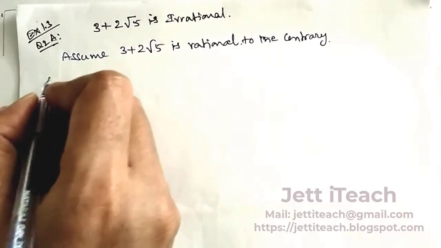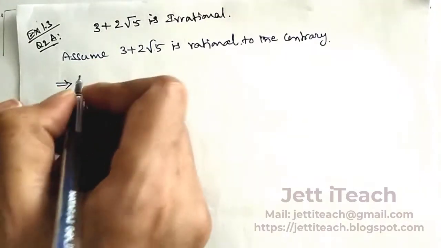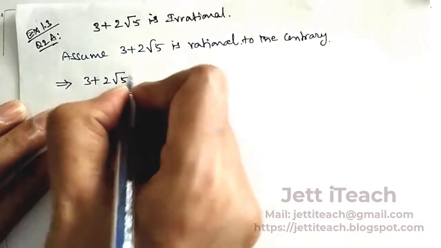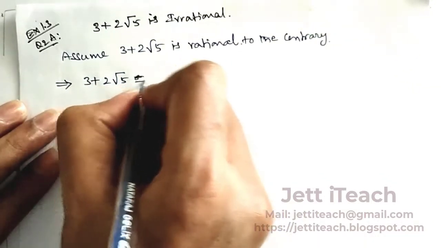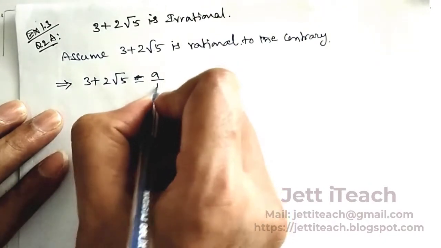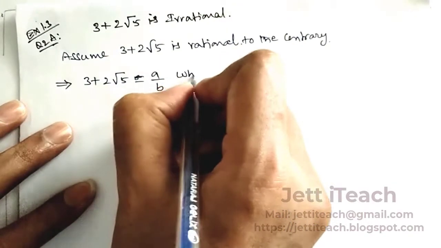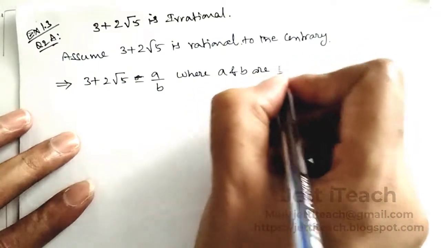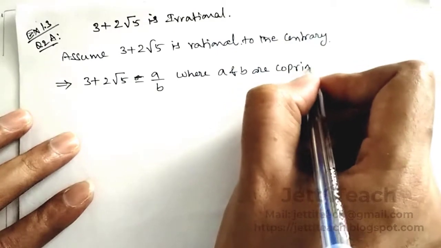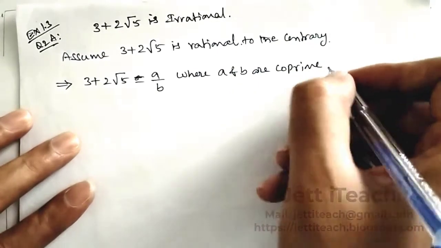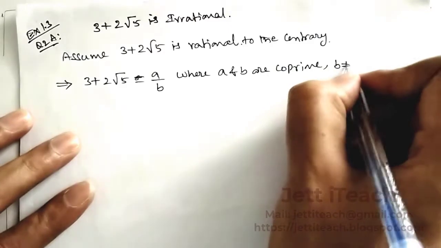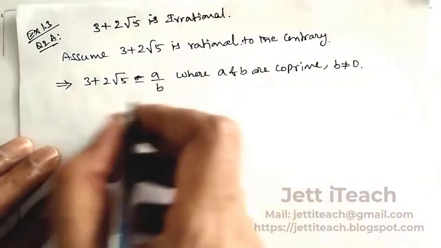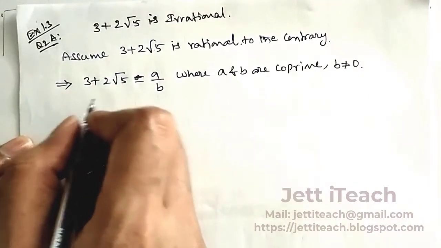So, if it is a rational number, we can write this number as a by b, where a and b are co-prime. Co-prime means there is no common factors. b not equal to 0. You can simplify this one.